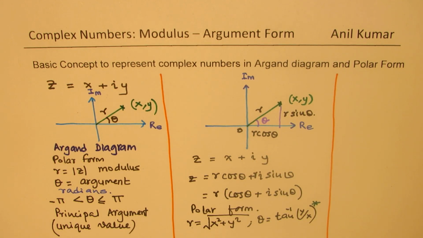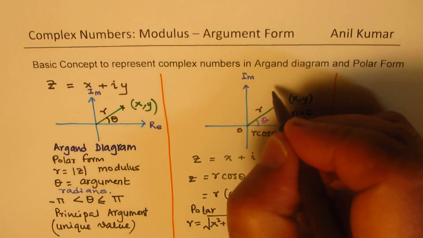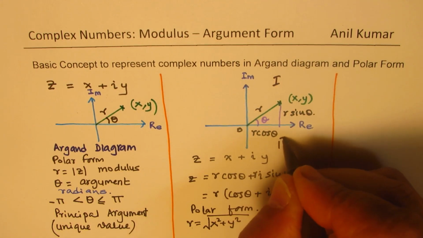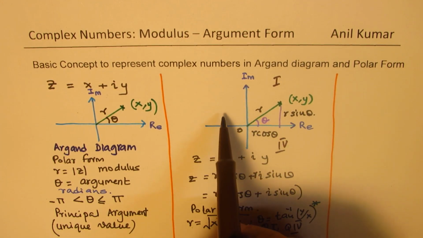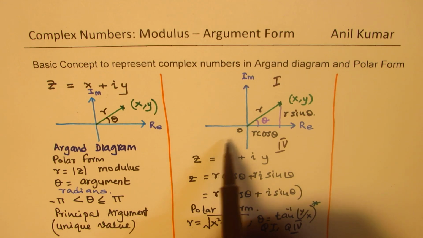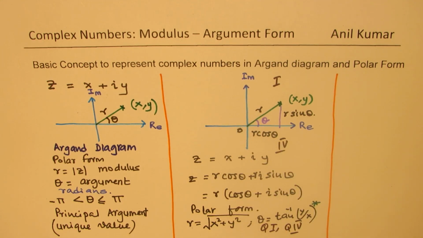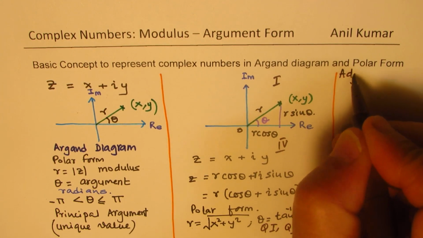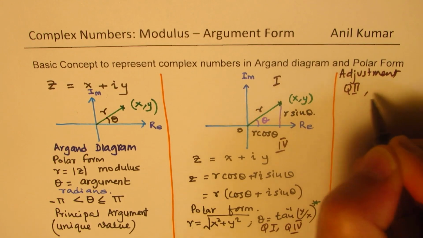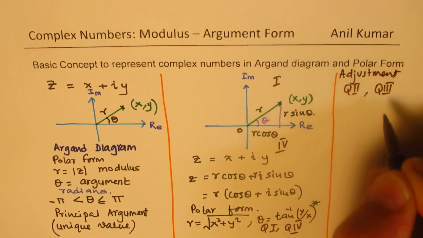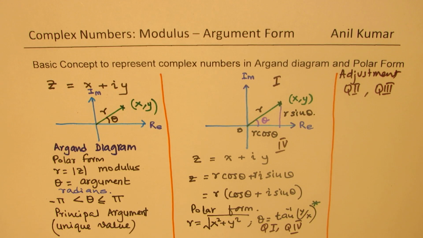If you use a calculator normally, then in quadrant 1 and in quadrant 4 we get the correct values. However, if you are in quadrant 2 or in quadrant 3, you may get incorrect values. So you need to do an adjustment for quadrant 2 and quadrant 3. I will tell you the reason why.